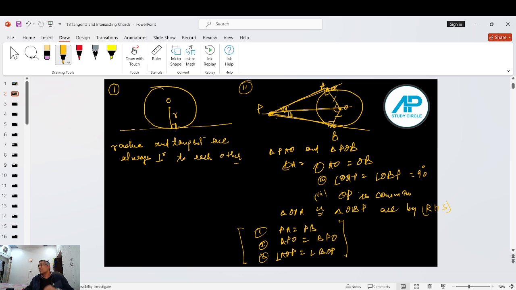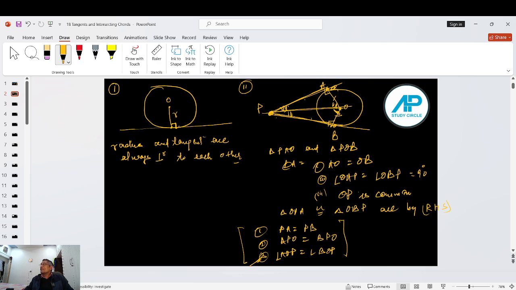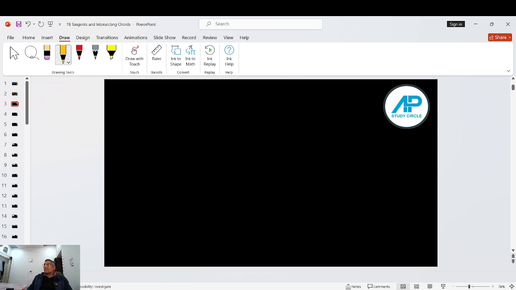The third property, both the tangents subtend equal angle at the center. So angle AOP and angle BOP. What are these angles? They're the angles subtended by the equal chords at the center and they are equal. Please remember these three properties are very, very important properties. So I take up the next property.